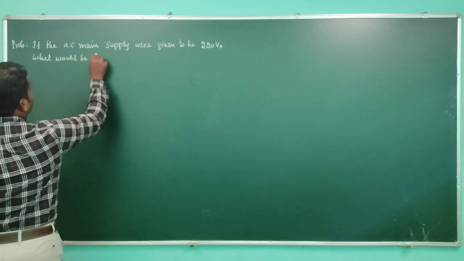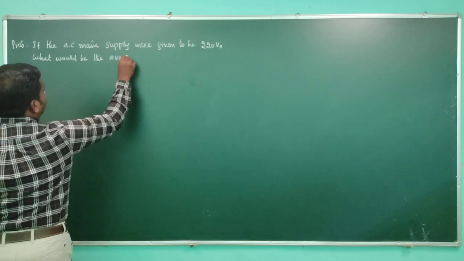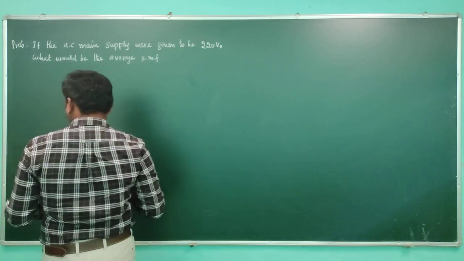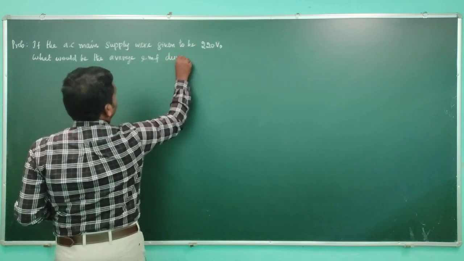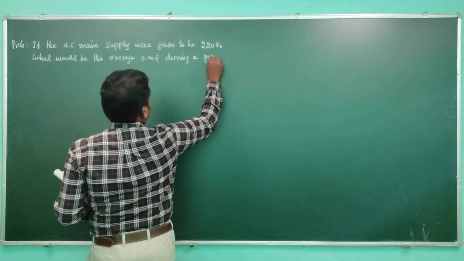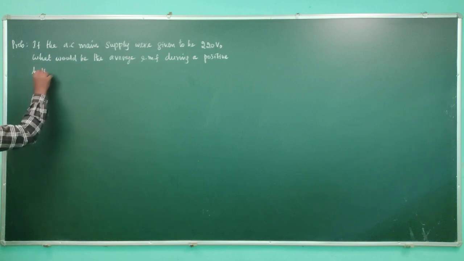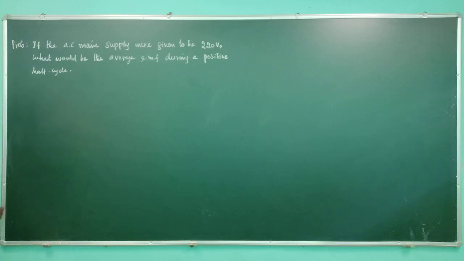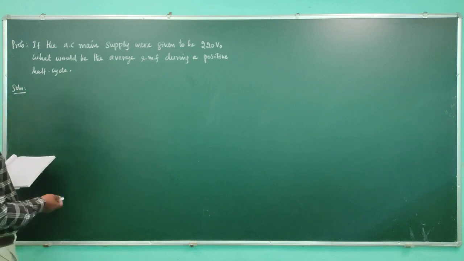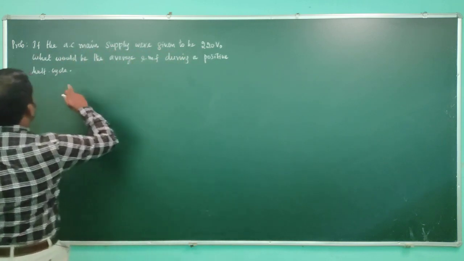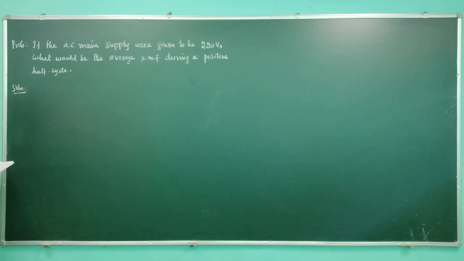What would be the average EMF during a positive half cycle? This is the problem, and the solution is here. What is given? If the AC main supply were given to be 220 volt, what would be the average EMF during a positive half cycle?